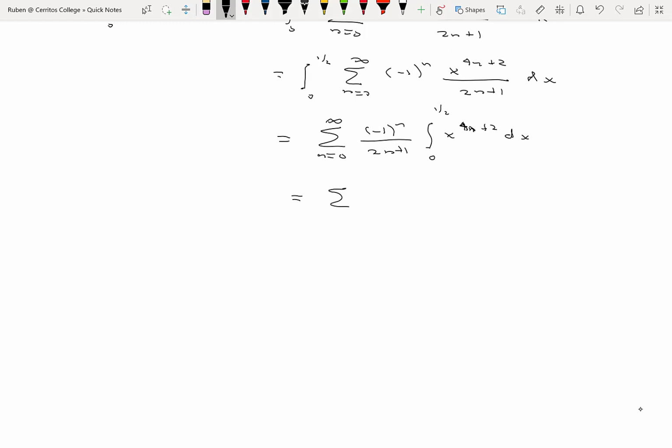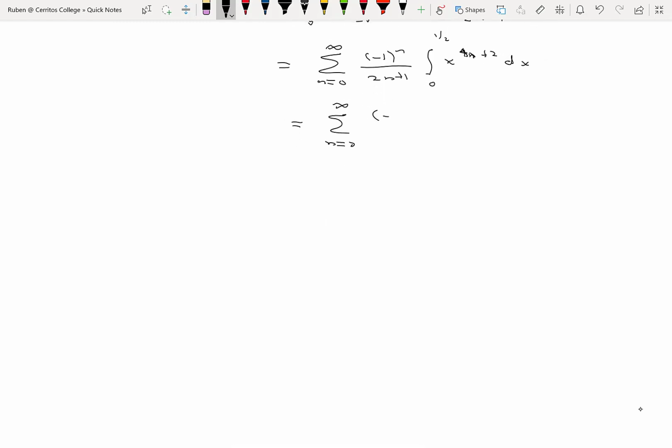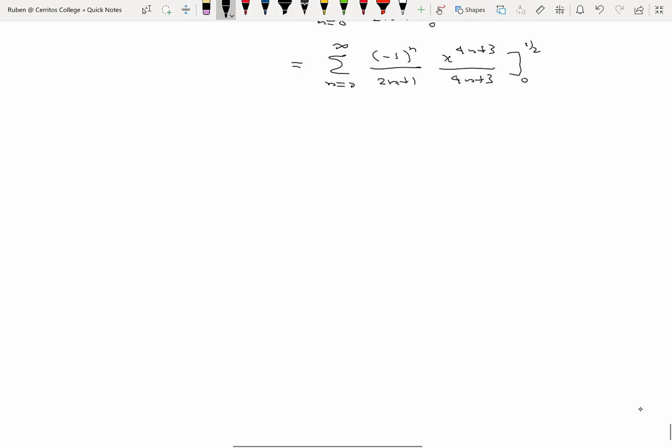No strange or elaborate integration techniques are necessary. This is just powers. Negative 1 to the n over 2n plus 1, x to the 4n plus 2. Increase the power by 1, so it's x to the 4n plus 3. Divide by that new number, 4n plus 3. Evaluate x between 0 and 1/2. This becomes the sum, n goes from 0 to infinity.